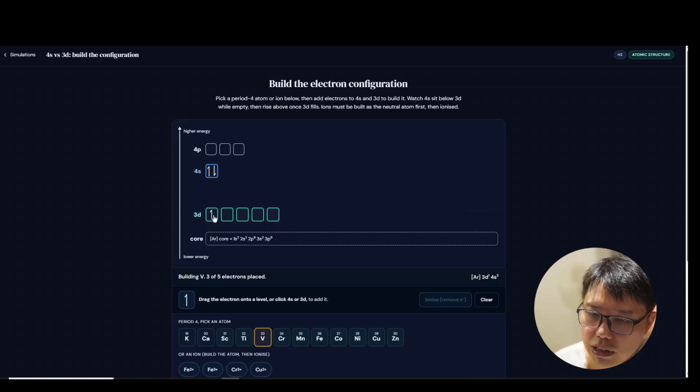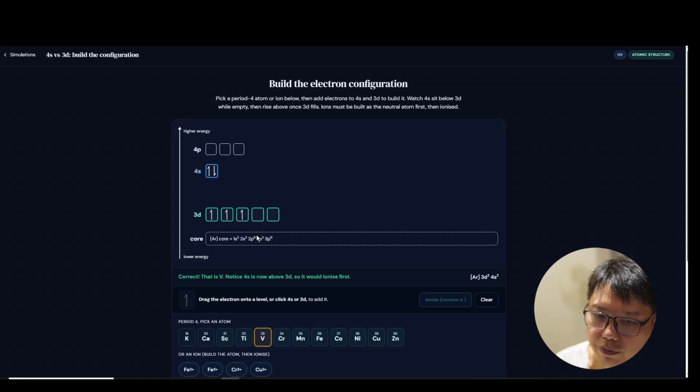When we fill the 3d electrons, the 4s electrons immediately flip above, higher in energy, because they are repelled by the 3d electrons. The 3d electrons are actually closer to the nucleus, so when they are filled, they will push the 4s orbital out through repulsion. So we go ahead and fill up some more.